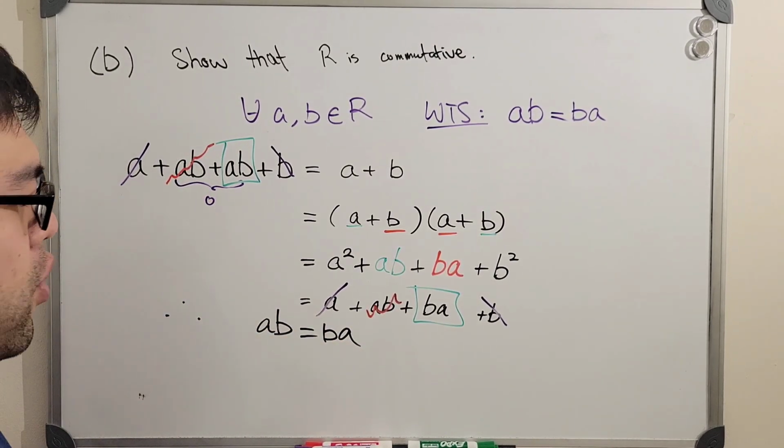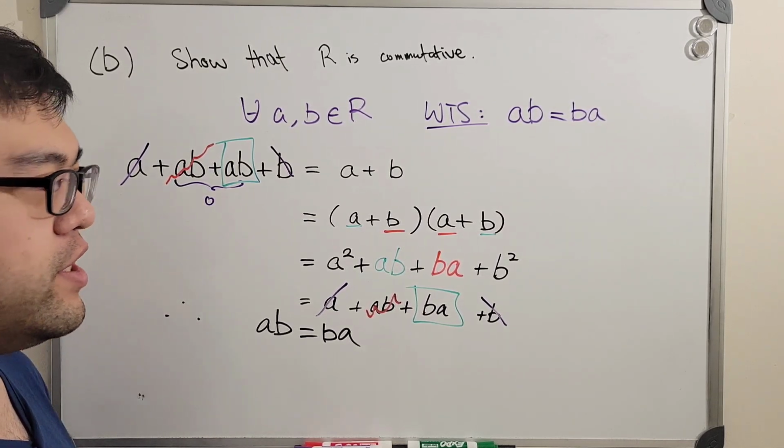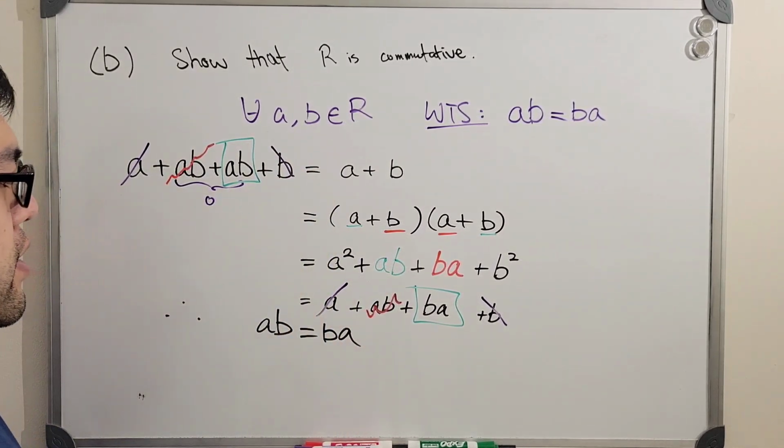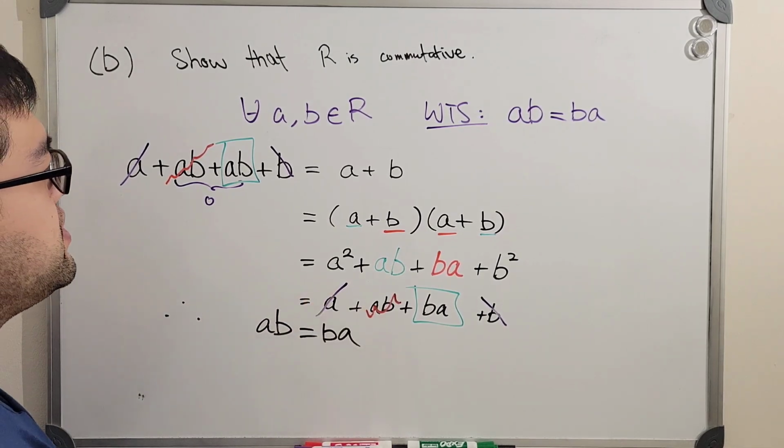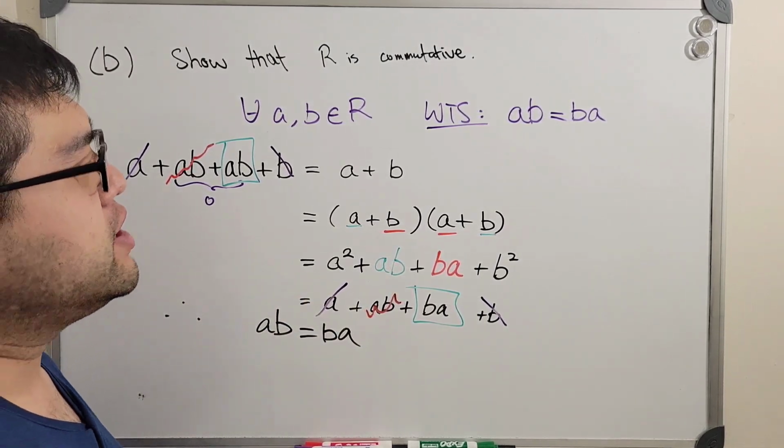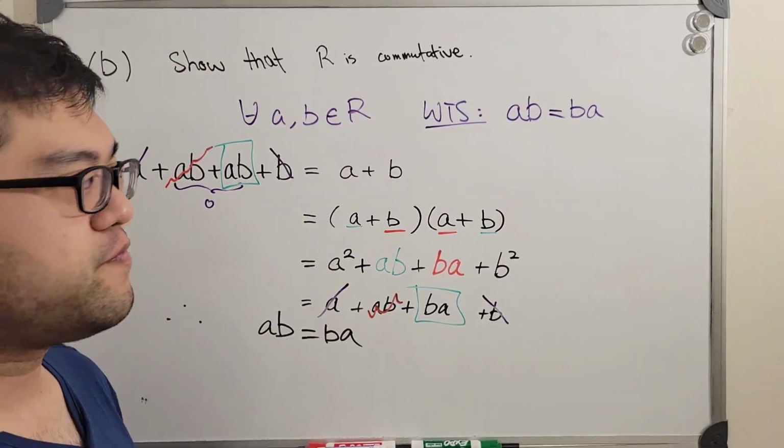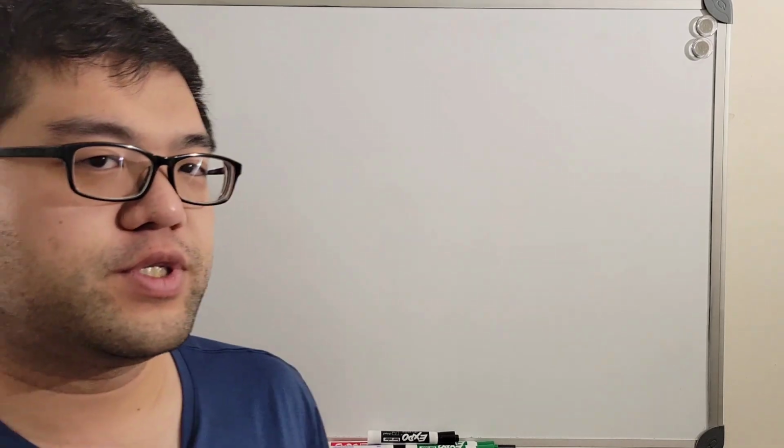And because this holds true for all A and B in this ring, it shows that the ring R is in fact commutative. Before we move on to part C, I would like to show you the wrong way of proving part B. There are two wrong examples coming up of how to prove part B. Okay, and after that we'll continue and finish part C.